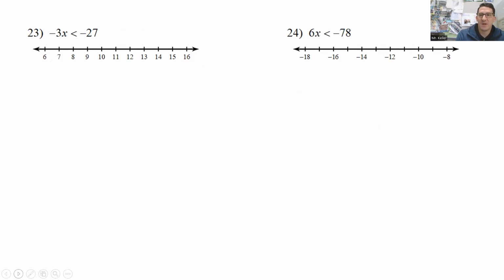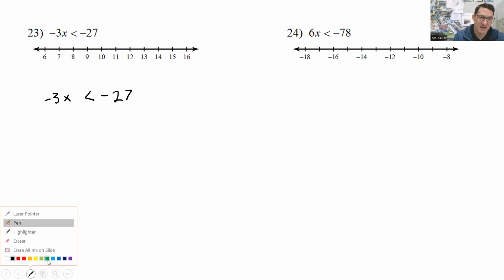symbol. You need to flip the inequality symbol anytime you multiply or divide by a negative when solving. All right. So for this one, negative 3x minus 27. Again, you only flip if you're multiplying or dividing by a negative when solving. You don't do it when you add or subtract. You don't do it if you multiply or divide by a positive. It has to be those two things, multiplying or dividing by a negative.